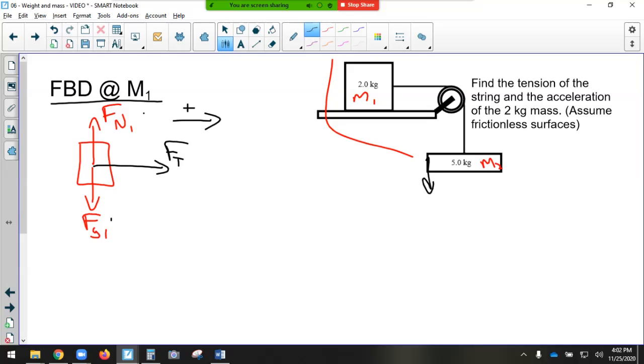Positive direction in this case is going to be to the right. If I include my y, it's going in my y direction. It'll also be going up, but in this question, again, I'm just going to ignore the vertical. And then all I really have at this point is my net force in my x direction, which should be equal to the sum of the forces in my x direction, which should be equal to mass 1, because that's my free body diagram, times its acceleration.